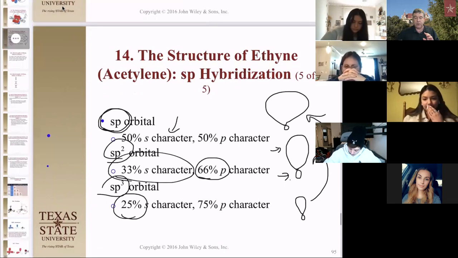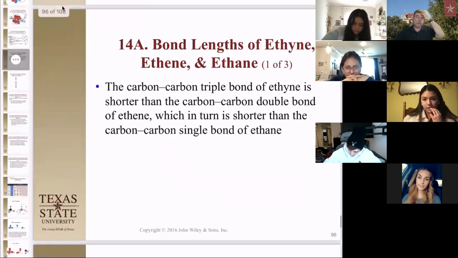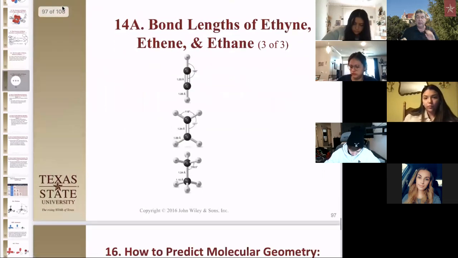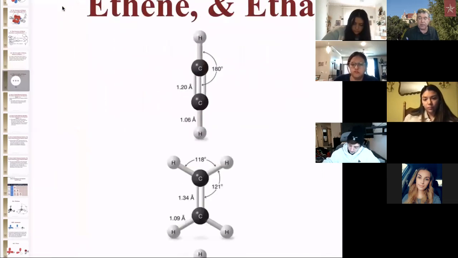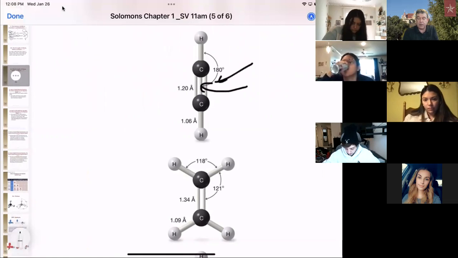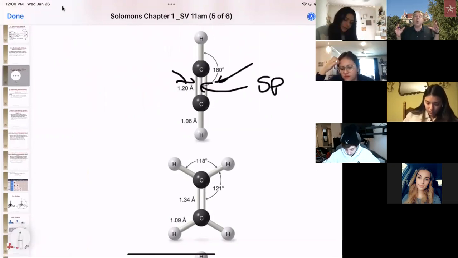All right, we have about 12 minutes left, so we're going to talk about bond lengths. The carbon-carbon triple bond of ethyne, the triple bonded carbon, is shorter than the double bond, which is shorter than the single bond. So let's think about this. When we have our bond length here, we have our sigma bond, which is the one in the middle, and then we have a pi bond and a pi bond. So not only do we have a sigma bond, which is sp hybridized, it is more s-like, so it is going to be shorter.